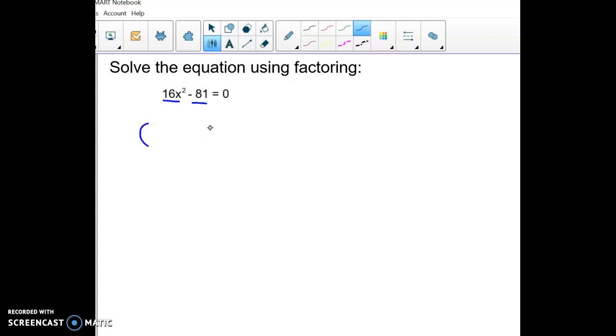So this can factor using the square minus square, where to get the 16x squared, I just need 4x and 4x. And to get negative 81, I need minus 9 and plus 9. Right? And then that'll make 0 in the middle, make it cancel out. Right? So once you've broken it here, now you can just set each part to 0.